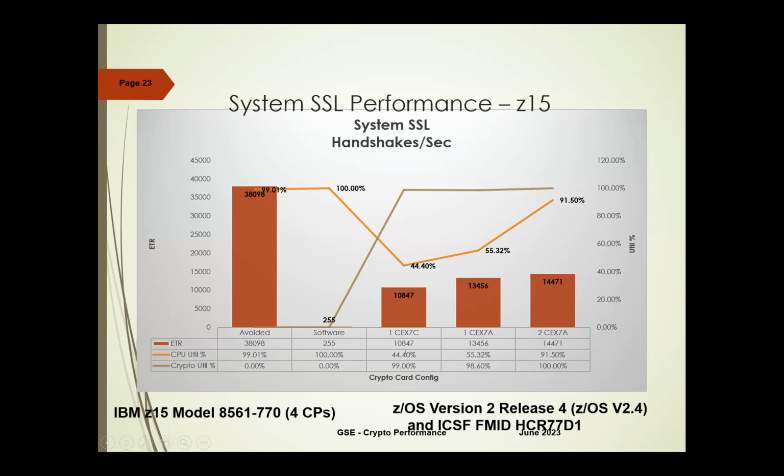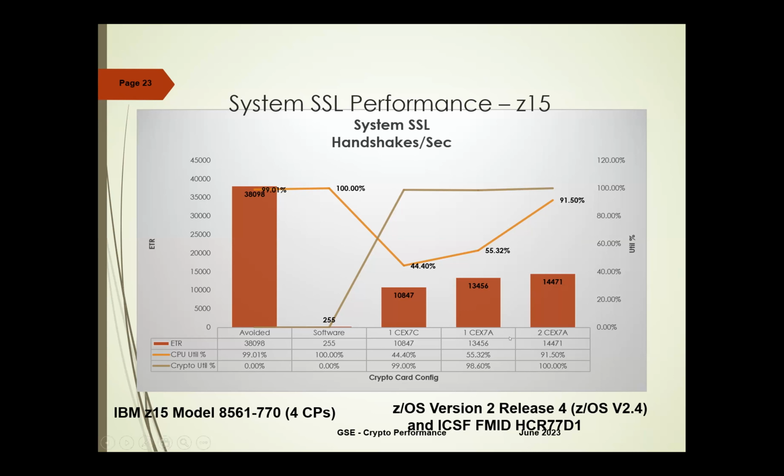But the point here is having Crypto Express cards can help significantly with SSL handshakes. If we convert that coprocessor to an accelerator, remember that with an accelerator you only have 3 APIs: public key decrypt, public key encrypt, and digital signature verify. But those are the APIs that are used in a system SSL handshake. And by converting to an accelerator, I can get a little bit over 13,000 handshakes per second.